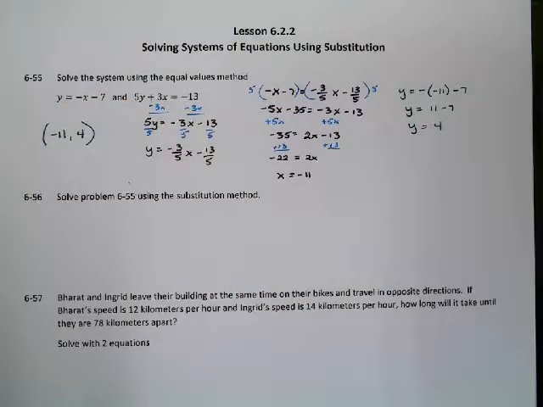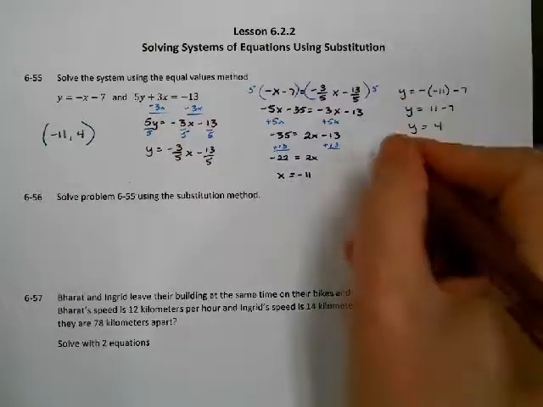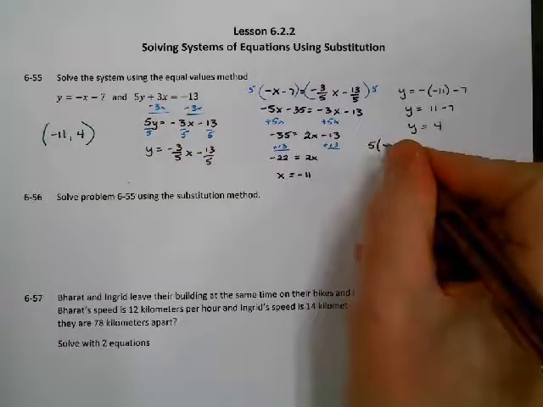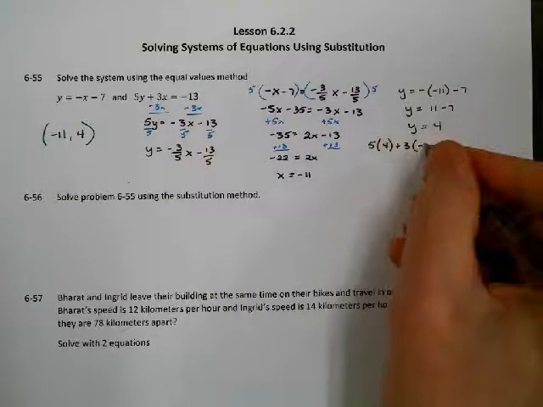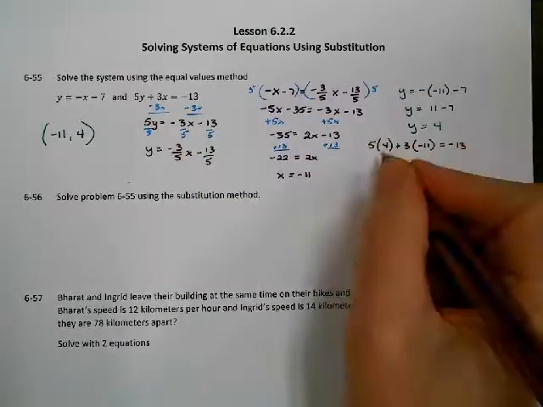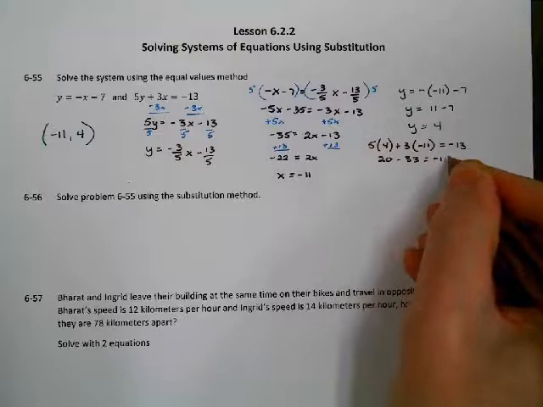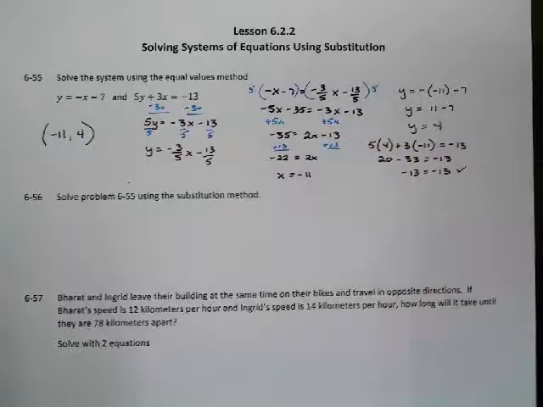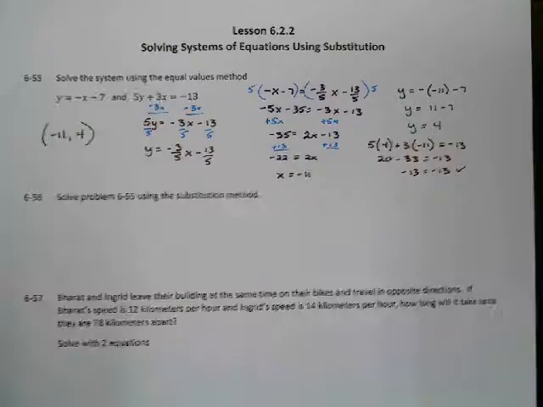Okay, how do we know if we got it right? By plugging it into this other equation here. So let's go ahead and do that. 5 instead of y, we're going to plug in 4. Plus 3x, instead of x, we're going to plug in negative 11. Equals negative 13. So I get 20 minus 33 equals negative 13, and it does equal that. Negative 13 equals negative 13. Cha-ching! I know that I did it right. So my answer is negative 11 for x and 4 for y.